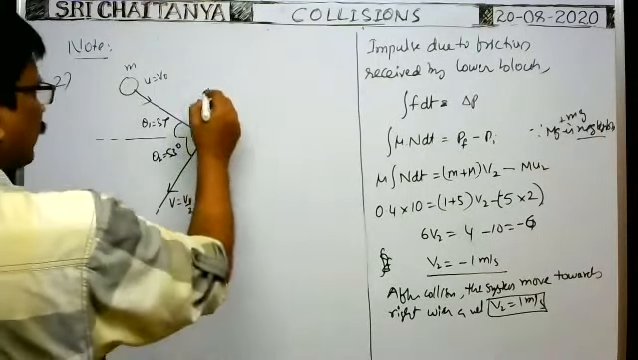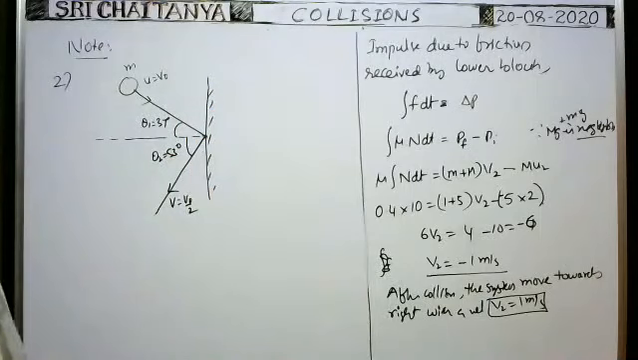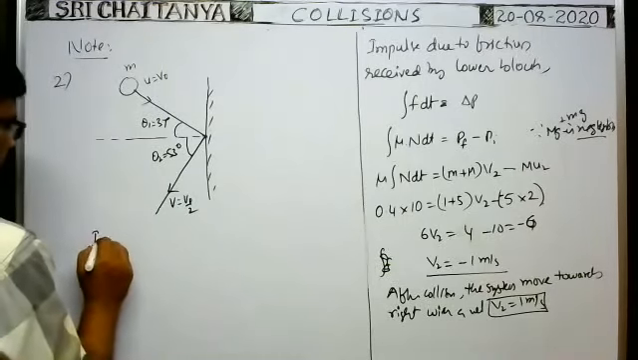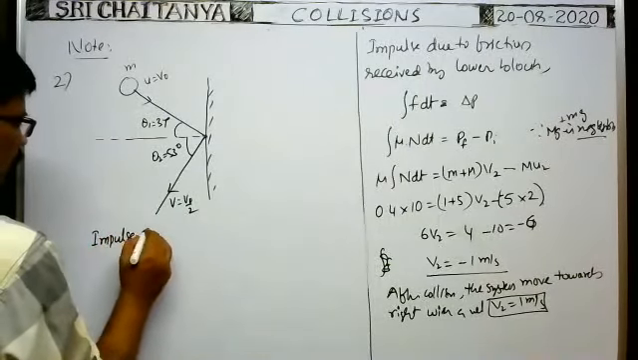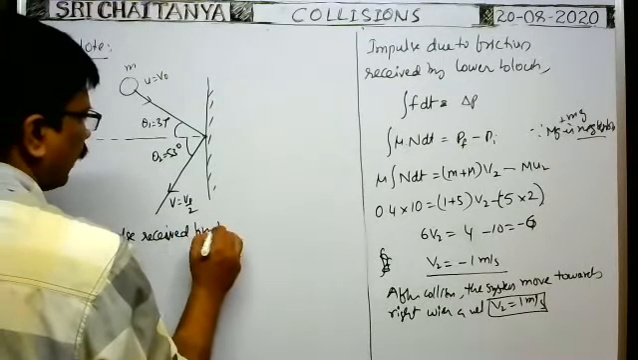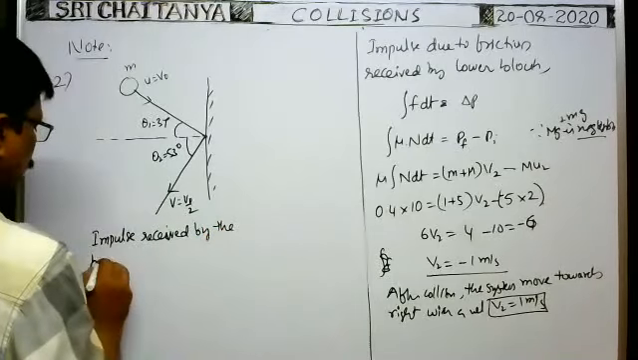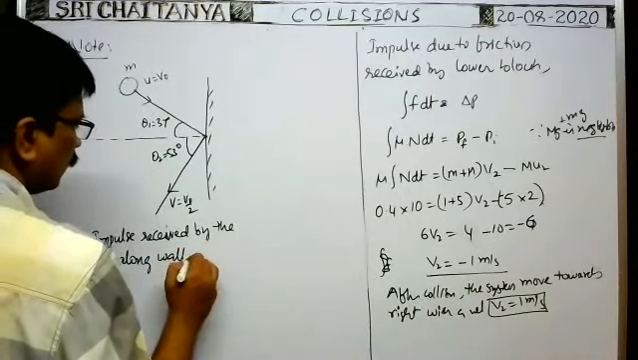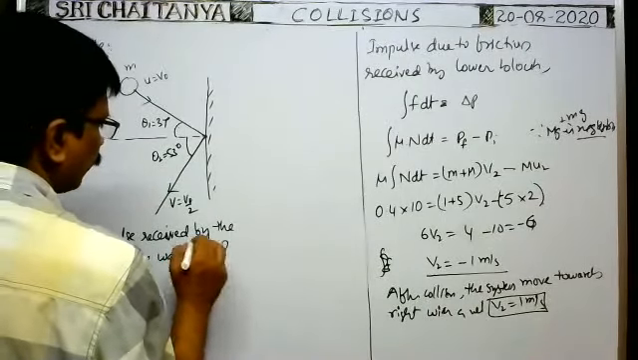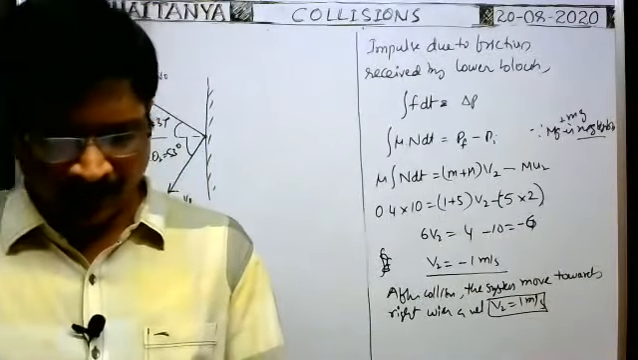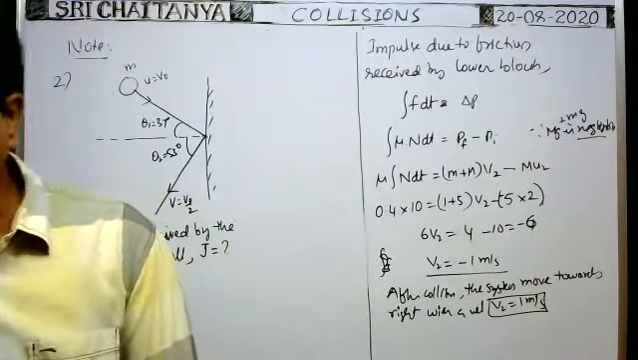So before collision, next they asked for the component of the impulse on the ball along the wall. Impulse received by the ball along the wall, J is equal to question mark. First you tell me, does the ball receive an impulse along the wall or not?